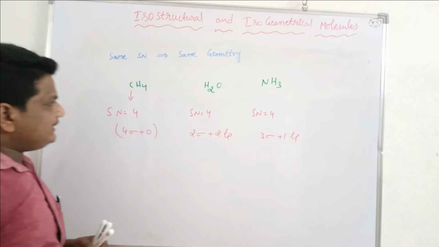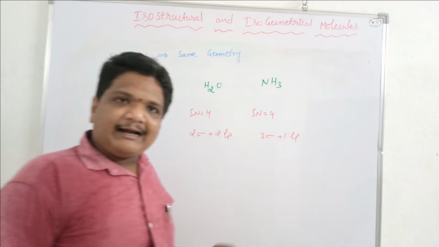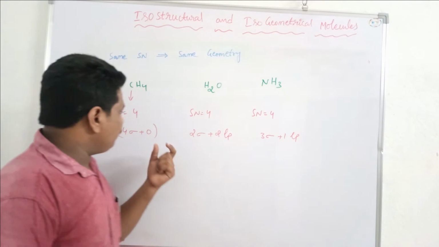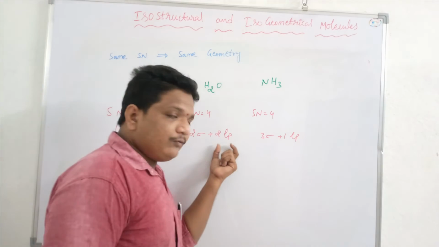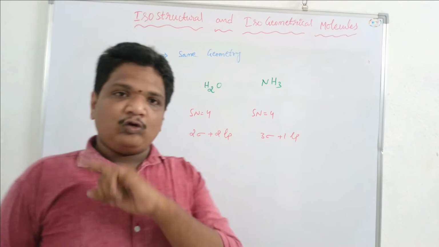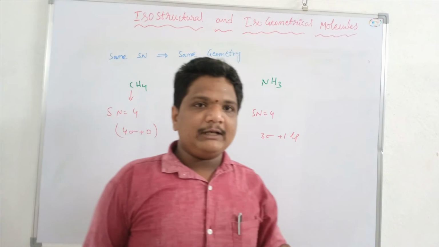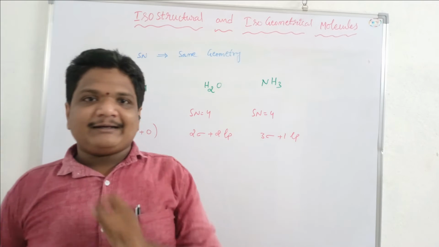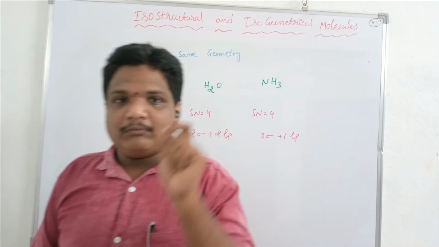So these 3 molecules have the same steric number, but even though they have the same steric number, they have different numbers of lone pairs. In CH4 we have 0 lone pairs, in H2O we have 2 lone pairs, and in NH3 we have 1 lone pair. So this steric number will help only to determine the electronic geometry of the molecule, but it cannot determine the shape of the molecule.